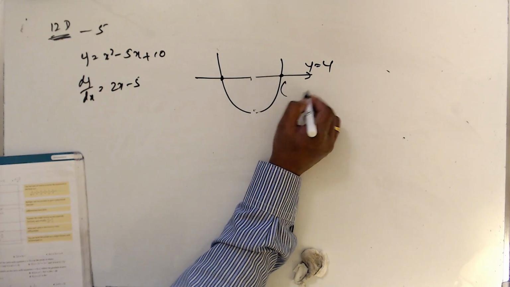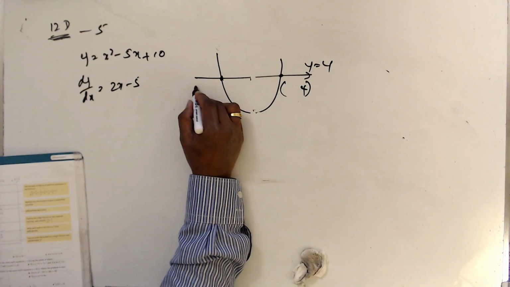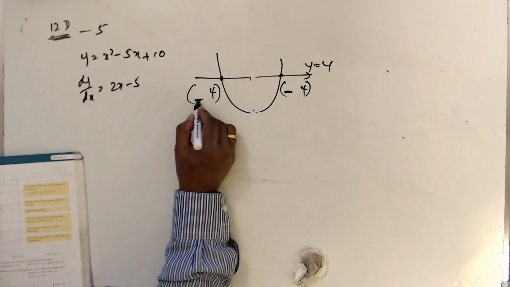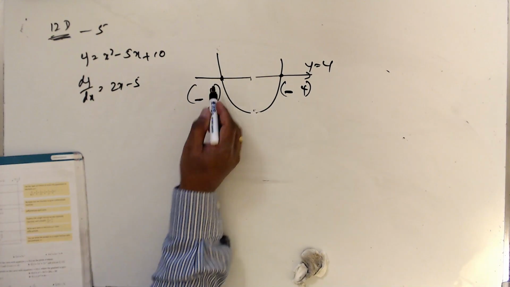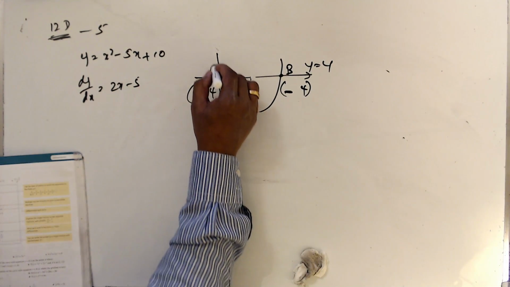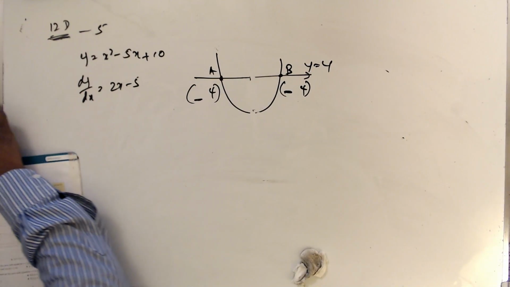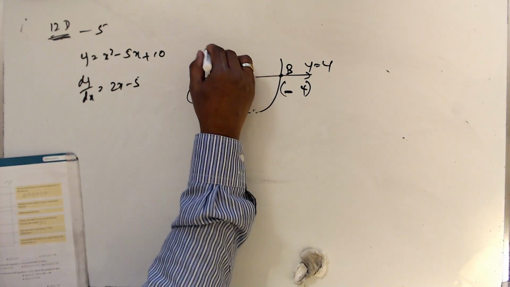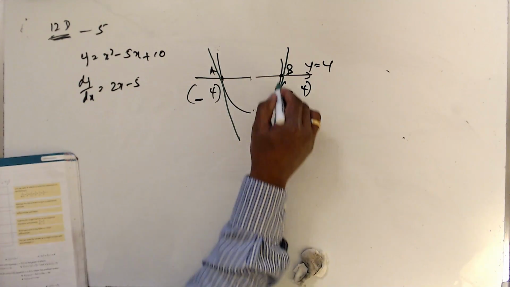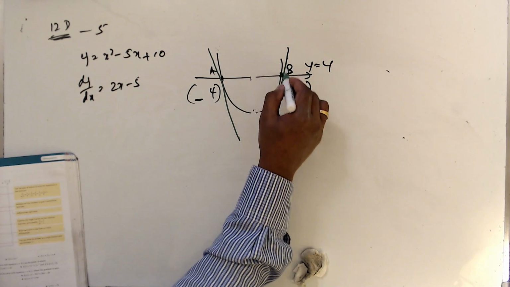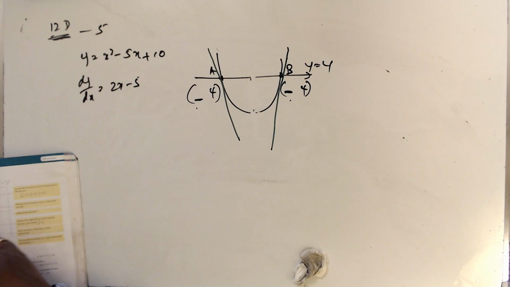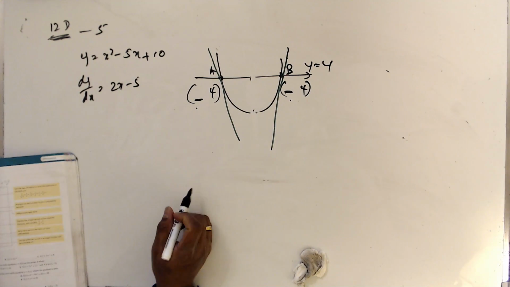So then we know the y coordinate is 4. What is x? For that, this is A and this is B. We want to find the gradient at these points. We need to find the gradient of those 2 points. To know that, I need to know what the x values are.